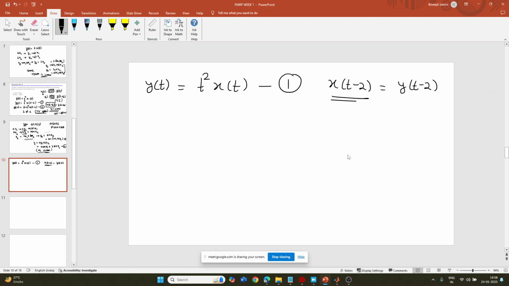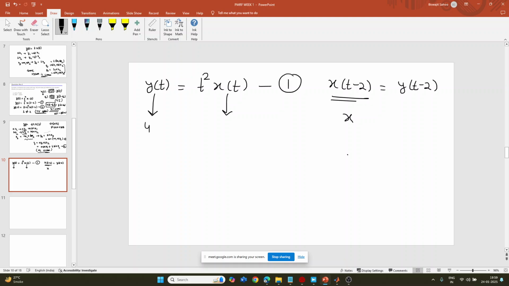Is my voice clear? Yes, sir. Okay. So now you see, first you delay the input. Now look at the equation and tell me where the input is. Input means x. Wherever x is there, you have to delay that. So look at question number 1. x is not there on the left hand side. x is only there on the right hand side. So you have to delay that.